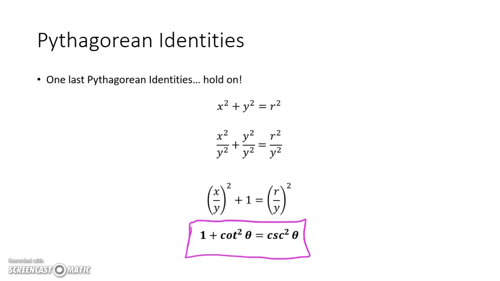Okay, last formula, just stick with me. We're almost done with those formulas. Now let's go ahead and divide by y squared. So we're dividing all of them by y squared. So you get x over y plus 1 equals r over y.